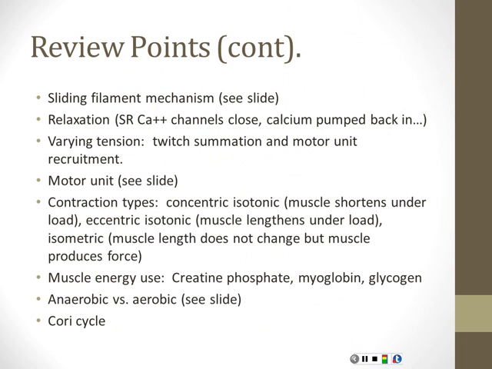Now, if we zoom out from the inside of the muscle fiber and we look at muscles as a whole, we talked about two primary ways that the brain can vary the amount of tension developed in a muscle. One is with twitch or wave summation. And what I mean here is the more rapidly a muscle is stimulated, the more tension it will develop. If you stimulate a muscle once, it'll just twitch. It'll contract and relax.